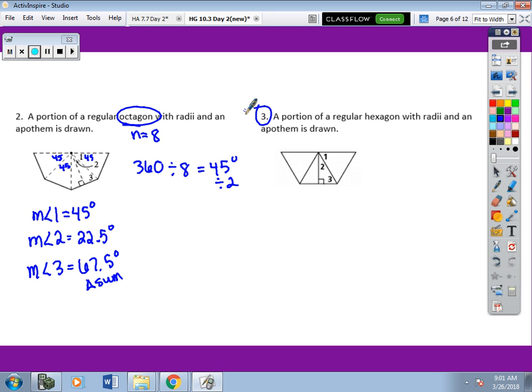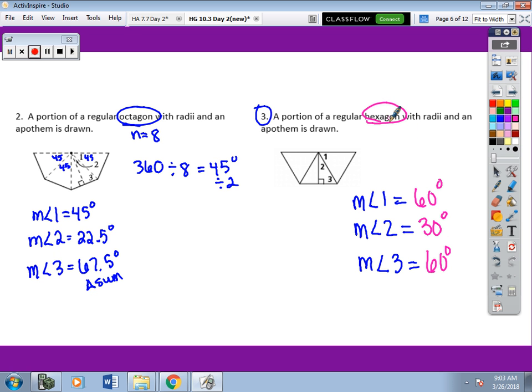See if you guys can try number 3 on your own. Lexi, what'd you get for the measure of angle 1? Perfect. Measure of angle 2, Abby. And then the measure of angle 3, Jess. No. Marquise? 60. Should be 60.